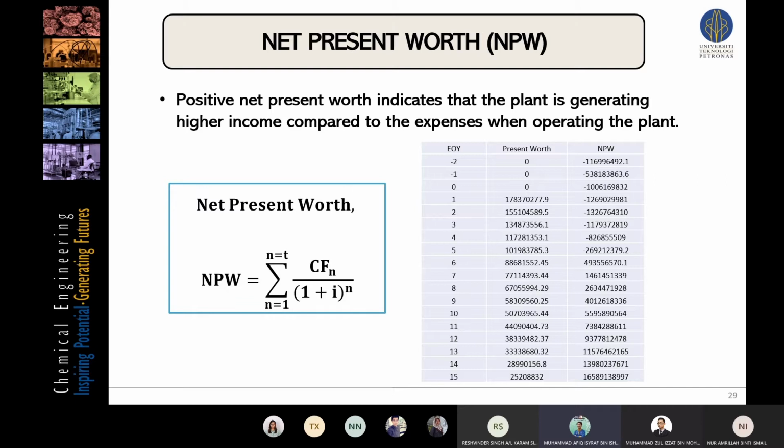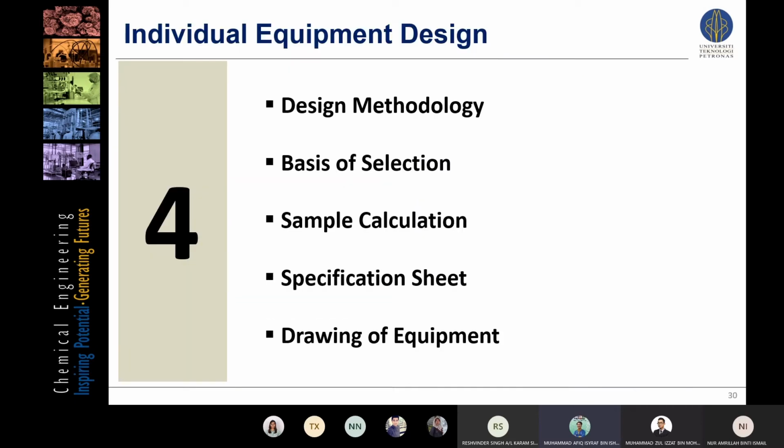As you can see, until the end of the plant lifespan, which is the 50th year, we can obtain a positive net present worth when considering the MARR, which is 15%. This indicates the plant is generating a lot of income and can overcome the amount of expenses, which means this plant is sustainable for the operation to produce the desired product that we want to sell.